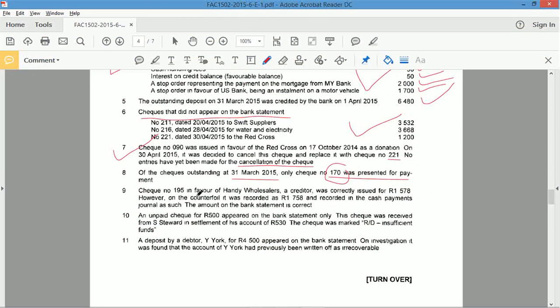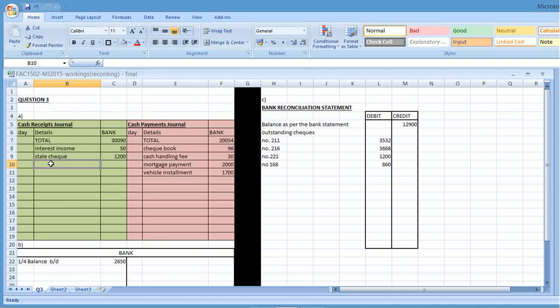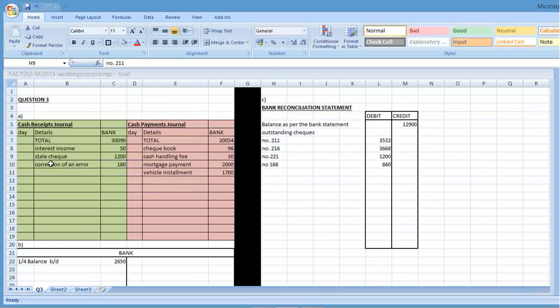Check number 195 in favor of Handy Accreditor was correctly issued for 1578. However, on the counterfoil, it was recorded as 1758 and recorded in the cash payments journal as such. So that means your cash payments are too high. You need to reduce your cash payments because that's the correct answer. So you process 17 when you should have processed 15. So that means your cash payments are too high. If your cash payments are too high, you're going to decrease your payments by processing a receipt. The correction of the error is going to be for the difference, which is 180.